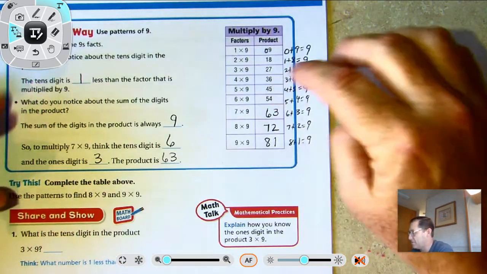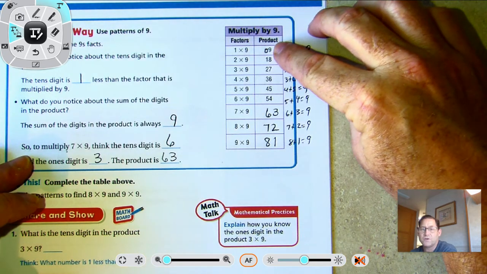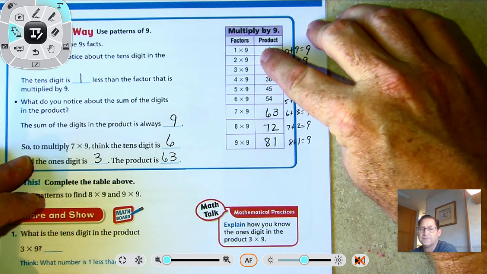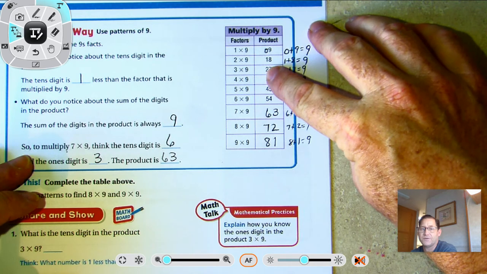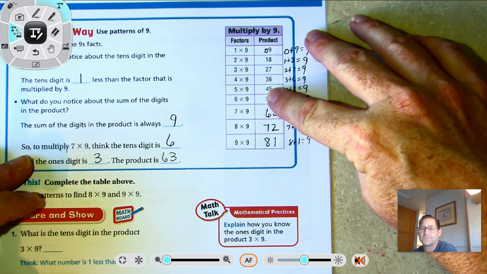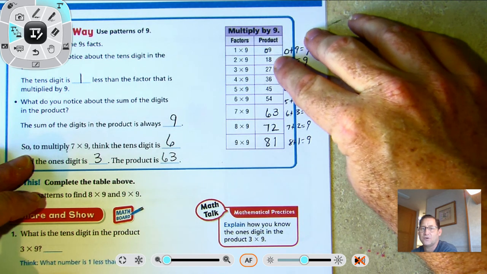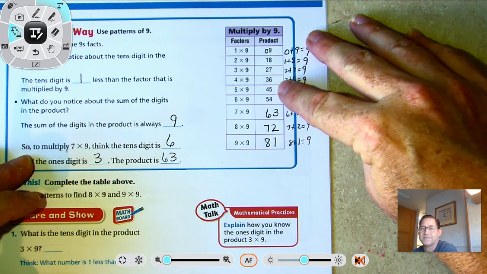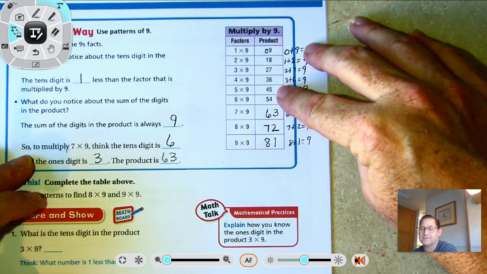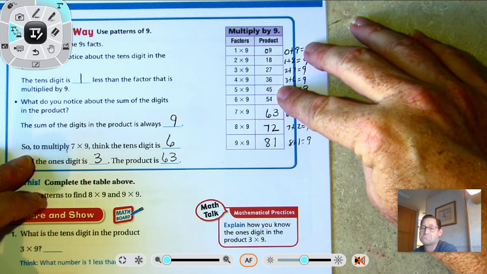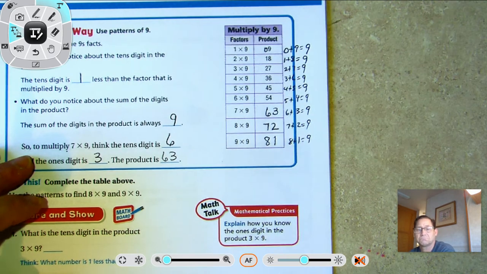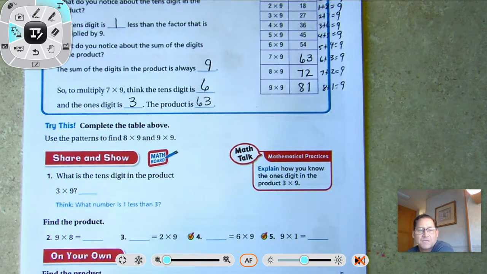Another pattern that they didn't talk about here, but did you notice what was going on with the ones place? So the tens, we said they're increasing by 1, right? The sum of it equals 9, but the ones digit is always decreasing by 1 from the previous number. Okay. All right. Complete the table above.